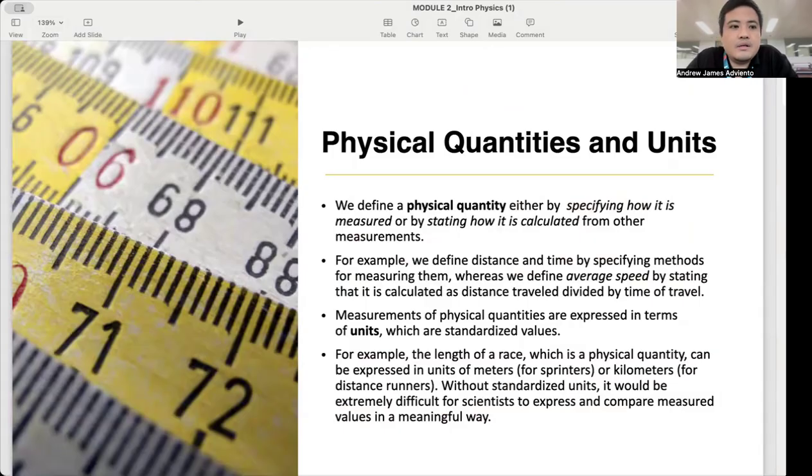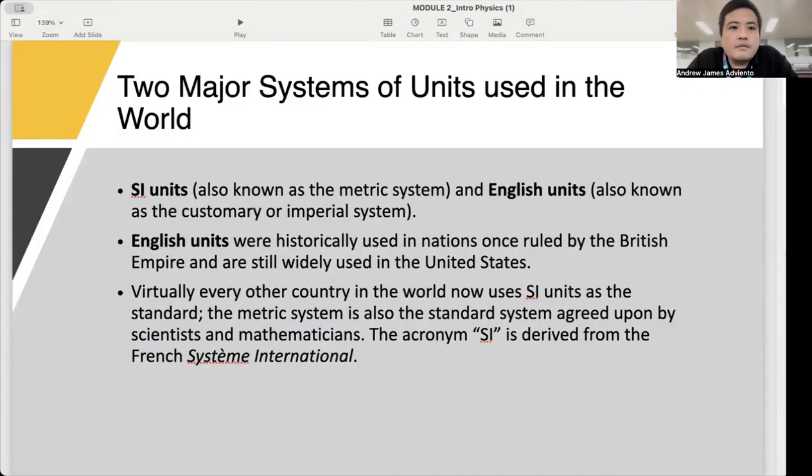Let's go now to the physical quantities. These are things we can measure, like length and time. We express them using standard units so measurements can be understood and compared anywhere in the world. There are two major systems of units, the SI system and the English system. Scientists around the world use the SI system because it is universal and standardized.